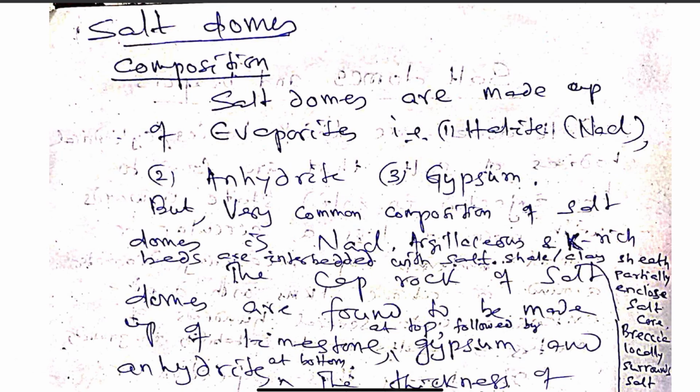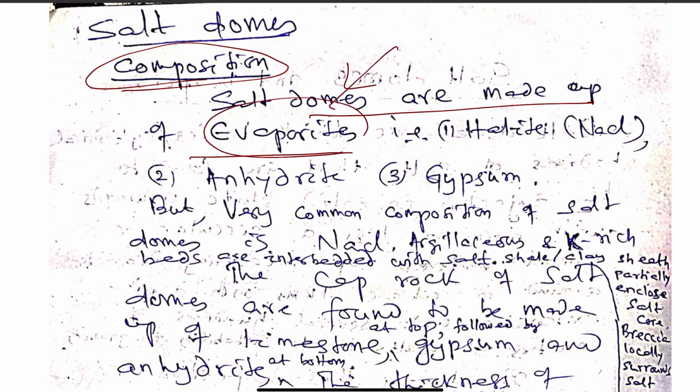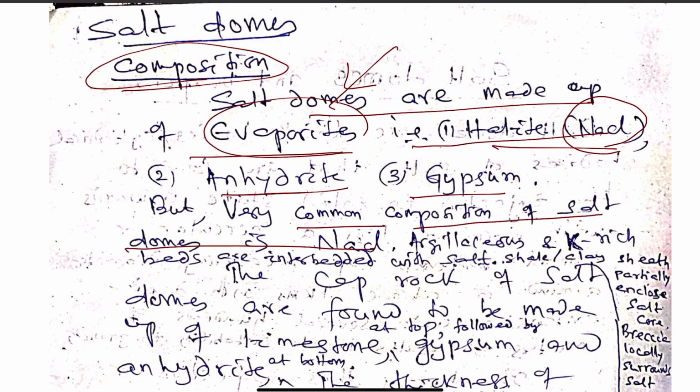So let us see, what is the composition of a salt dome? Salt domes are made up of evaporites. What is an evaporite? It is a sedimentary deposit which is produced by evaporation. So, in marine environment, the marine waters which are rich with salt undergo evaporation and give rise to deposits of salt, mostly halite, NaCl. Also anhydrite and gypsum, these are the salts. But the very common composition of salt domes is NaCl.